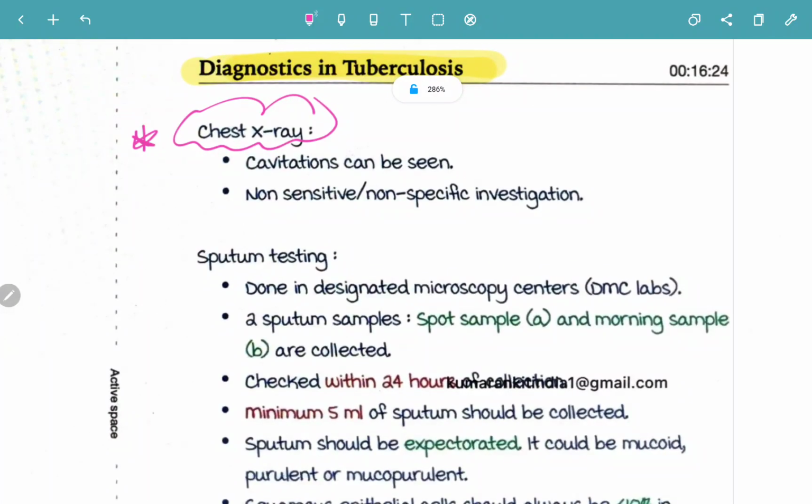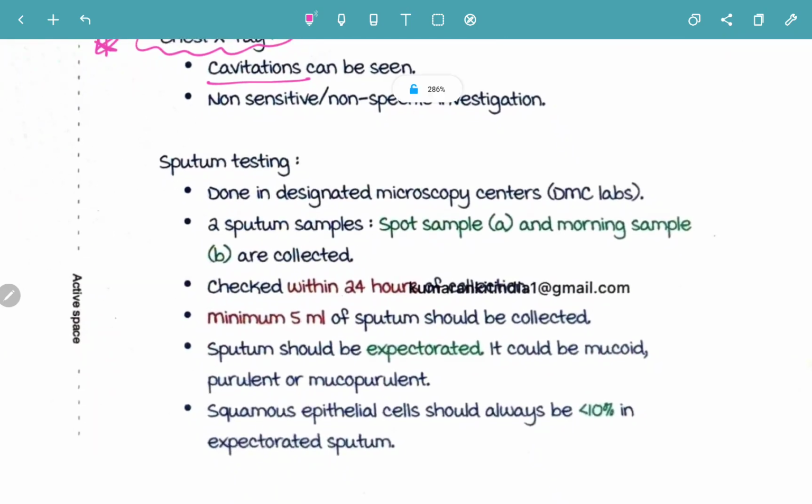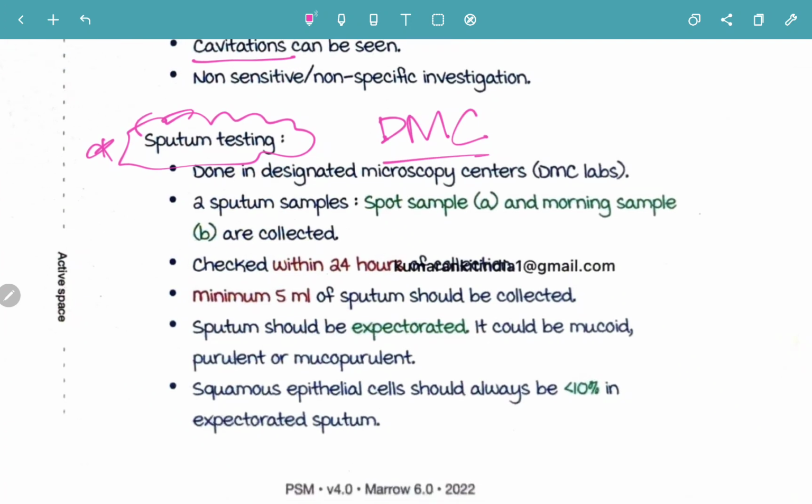So in chest X-ray we can see cavitations or any other findings, but it is a non-sensitive and non-specific investigation. The next investigation is your sputum testing. Very important. It is done in diagnostic microscopy centers, DMC labs.